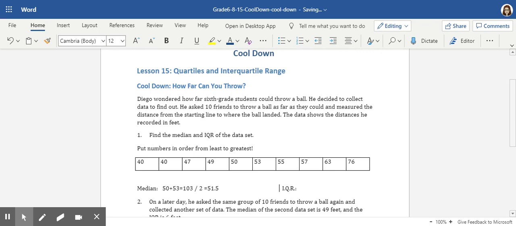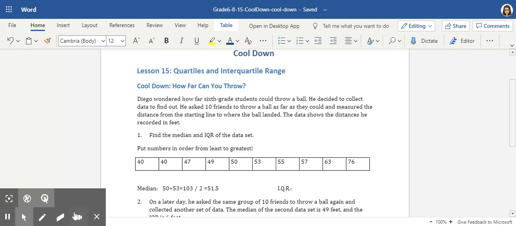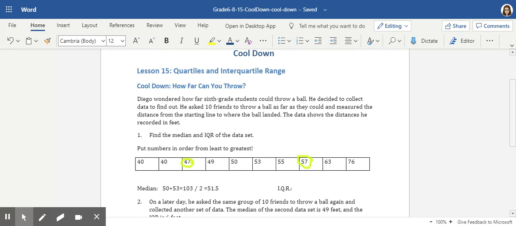Now the IQR is going to be the difference between the Q3 and the Q1. So let's go ahead and start marking some stuff. So if we have 5 values in between that, this is going to be my Q1, 47, and my Q3 is going to be 57. So when I look back at this, 57 minus 47 is equal to 10. So my IQR is 10.